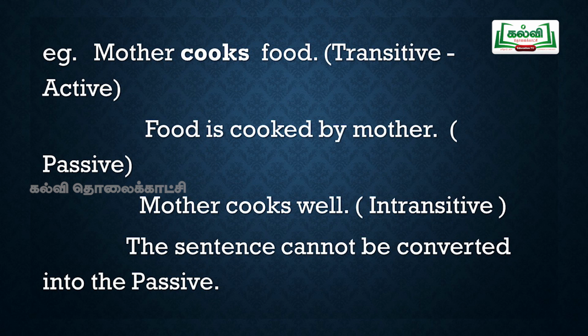For example, consider the sentence, mother cooks food. Here mother is the subject, cooks is the verb. Mother cooks what? Food. Therefore, this sentence is of the active voice, and since there is an object, the verb cooks is transitive. Now look at this sentence in the passive. Food is cooked by mother. So I have been able to transform the sentence into the passive because it is transitive, it takes an object.